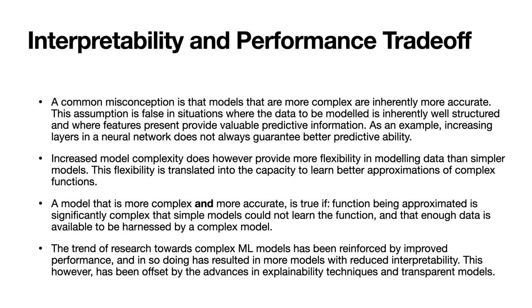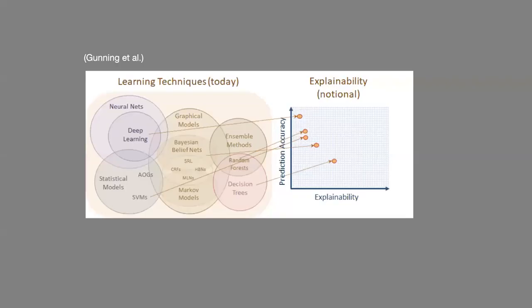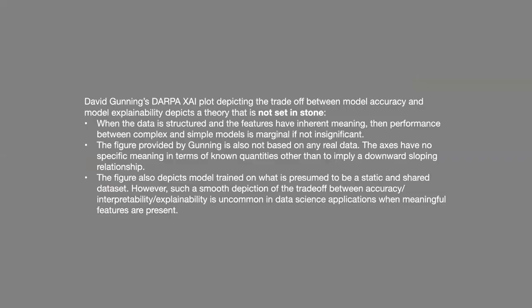And so this gap is closing. This was all reflected in an early plot from DARPA, where they plotted, so to speak, different models and where they fit on the so-called prediction accuracy versus explainability axis. But this is not really a sensible plot.